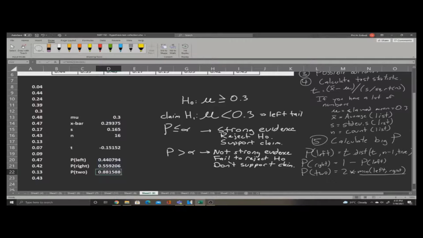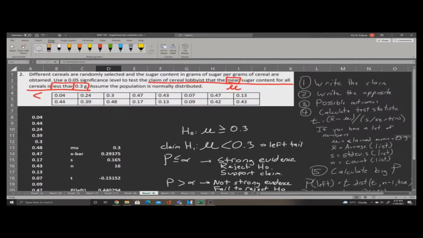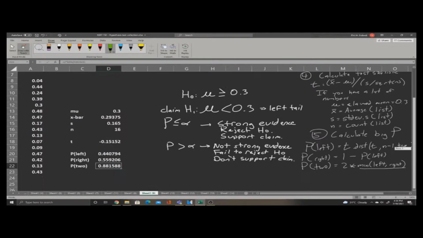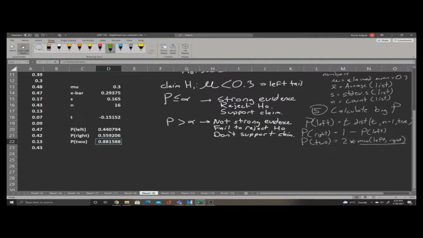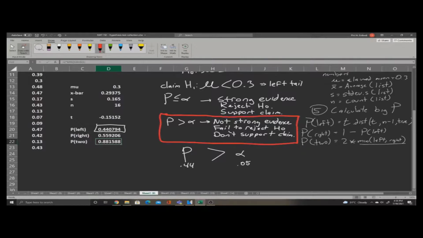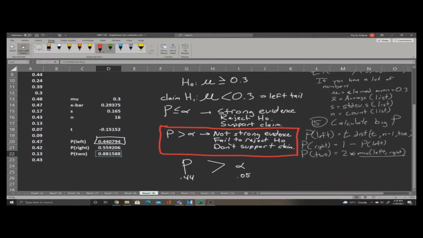Now let's compare our big P against our alpha. Our alpha was 0.05. That's the significance level. Let's make more room to write our conclusion. Our big P value is the P value for the left tail, 0.44. The alpha is 0.05. The big P is definitely larger than alpha, and so we can say that we have evidence that is not strong, and we cannot reject the null hypothesis. That means we have to keep it, and so we box it in green. This means we cannot support the claim.